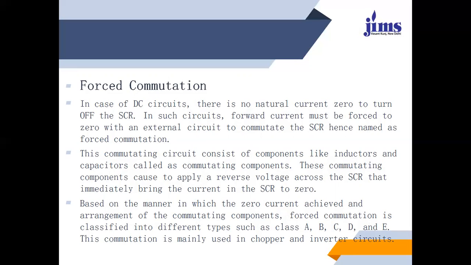This commutating circuit consists of components like inductors and capacitors called commutating components. These commutating components supply a reverse voltage across the SCR that immediately brings the current in the SCR to zero. Based on the manner in which the zero current is achieved, the arrangement of the commutating components is classified into different types such as class A, class B, class C, class D, and class E. This commutation is mainly used in chopper and inverter circuits, where the main source of supply is DC.